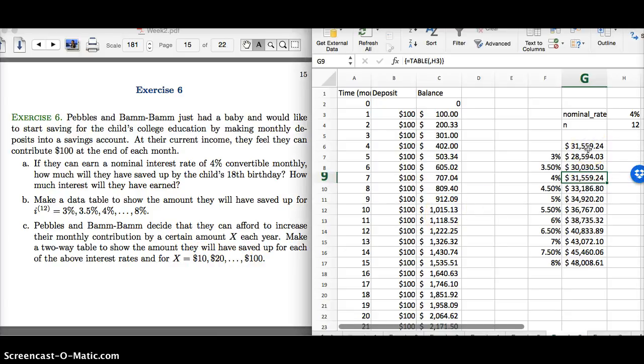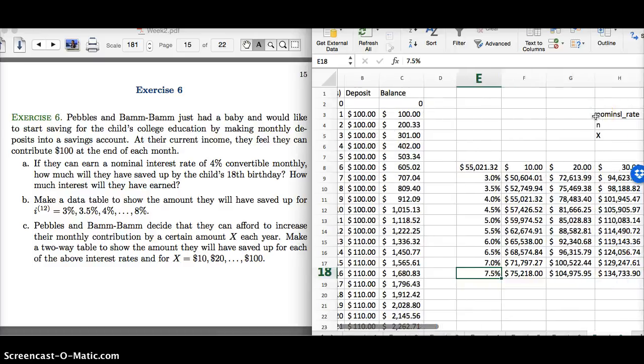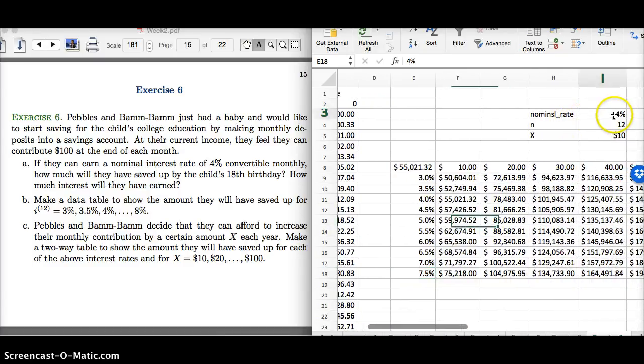For that, I'm going to go over here. I've got my interest rates here, and a cell for my nominal rate of 4%, convertible monthly. Here I'll just put a value of $10. So suppose I'm going to increase the monthly deposit by $10 every year. I've called that X.